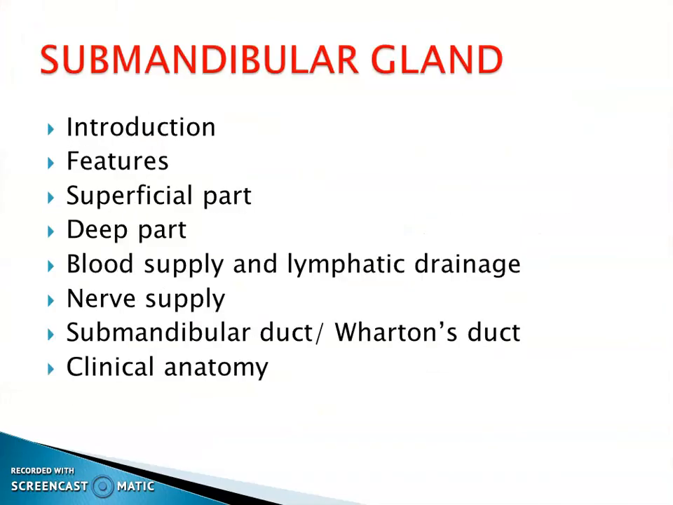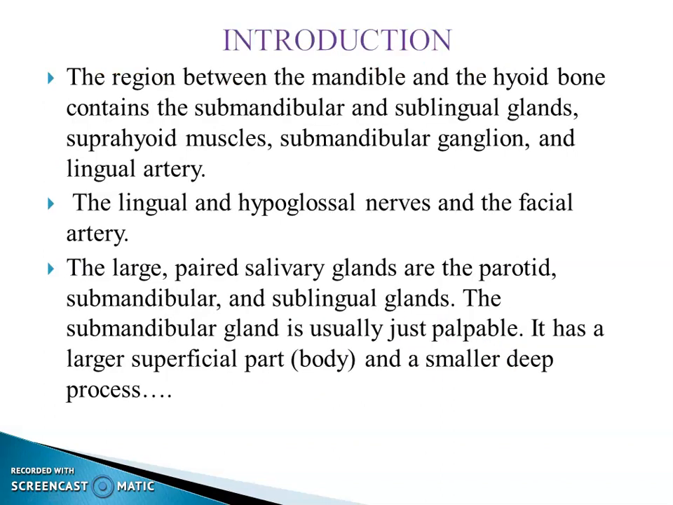Now we'll see this gland under the following headings. The submandibular gland is studied: first we'll see the introduction, then the features of the gland. Then this gland has two parts, the superficial and the deep part. Then we'll study the blood supply and lymphatic drainage of the gland, nerve supply, and then the submandibular duct, also called Wharton's duct. And lastly, we'll see the clinical anatomy of this gland.